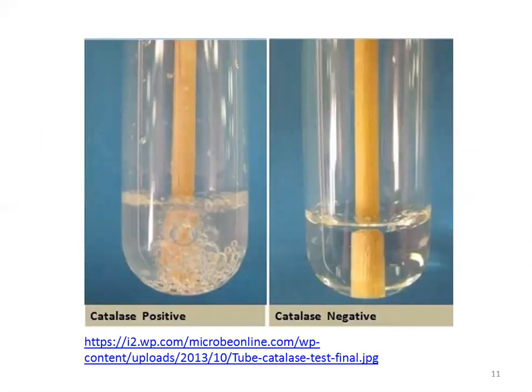Here you can see the results. Active bubbling shows the positive catalase test, and if there are no bubbles, then it is the negative catalase test. For positive catalase, you will use the control organism, a Staphylococcus species, and for the negative catalase control, a Streptococcus species. So in this way, you can perform this test with the positive and negative controls. The positive result shows bubbling and the negative result shows the absence of the enzyme, that is, there will be no bubbles.